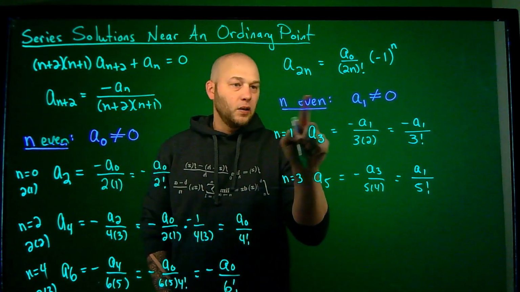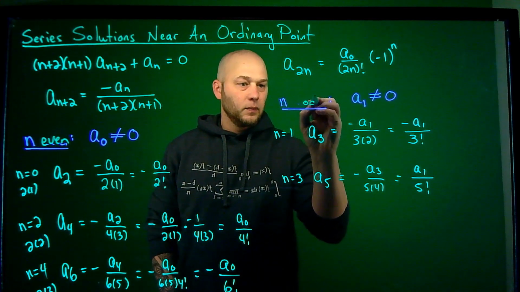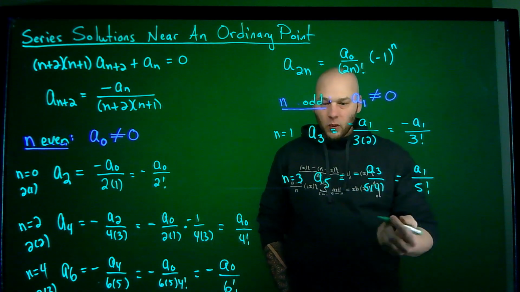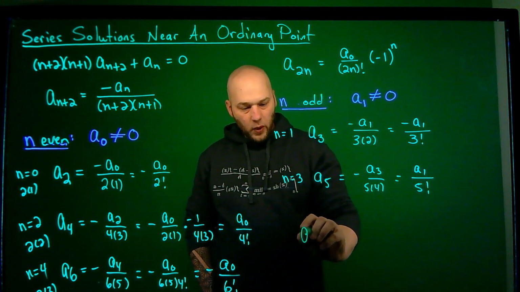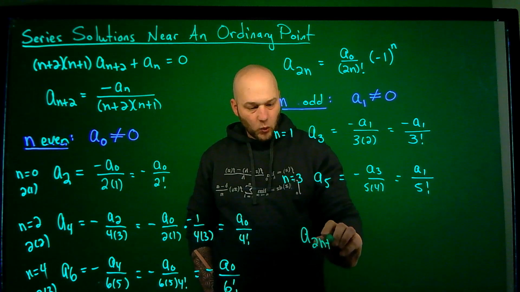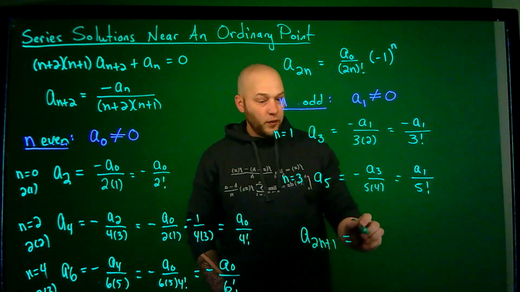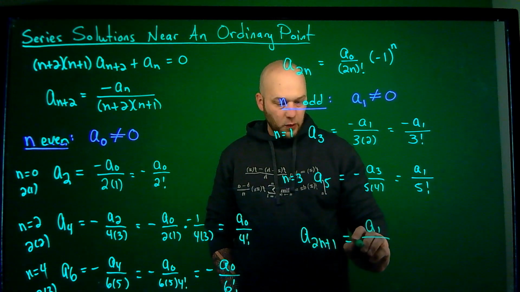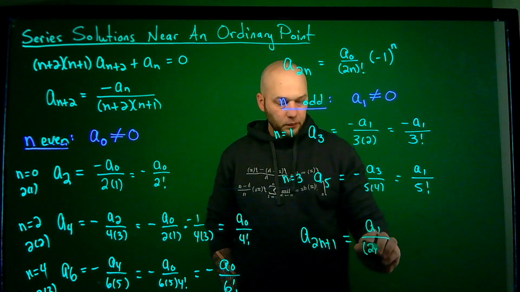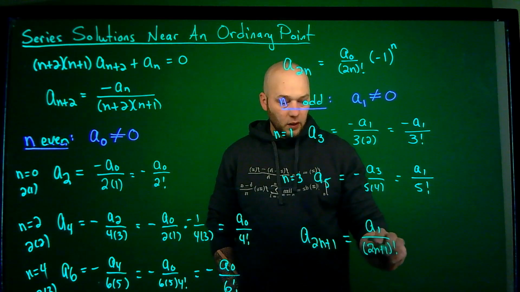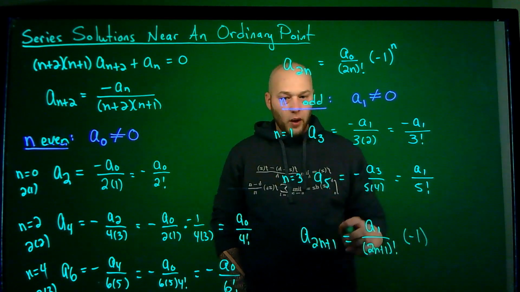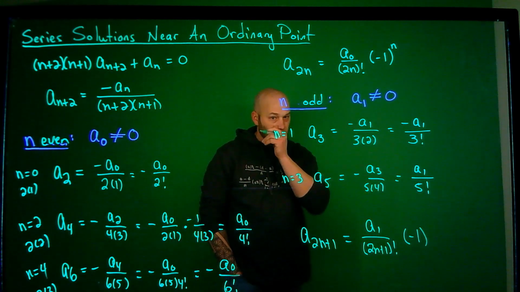And I wrote this as even, and that should be odd. Okay, so I have all of the odd coefficients here, and we can see that in general, what would a 2n plus 1 be? Well, I know that the numerator is going to be a1. I know that the denominator is going to be the factorial of the subscript, and I'm going to have a power of negative 1 to something.